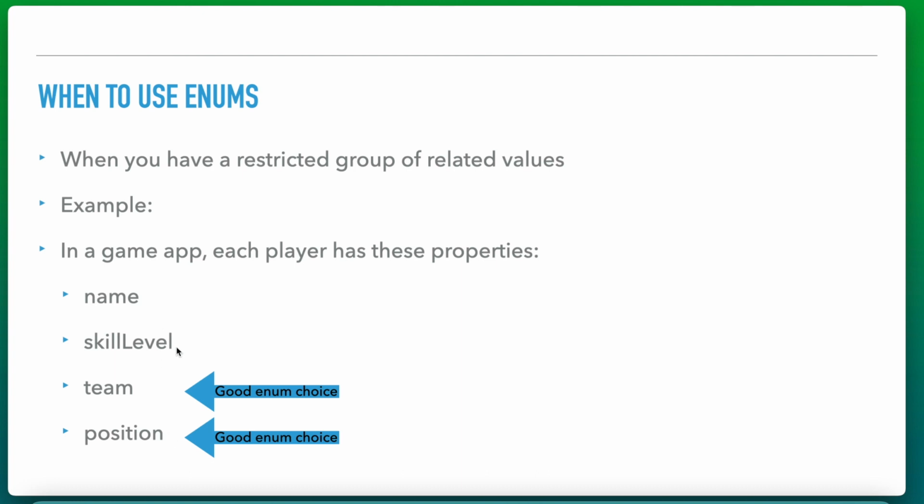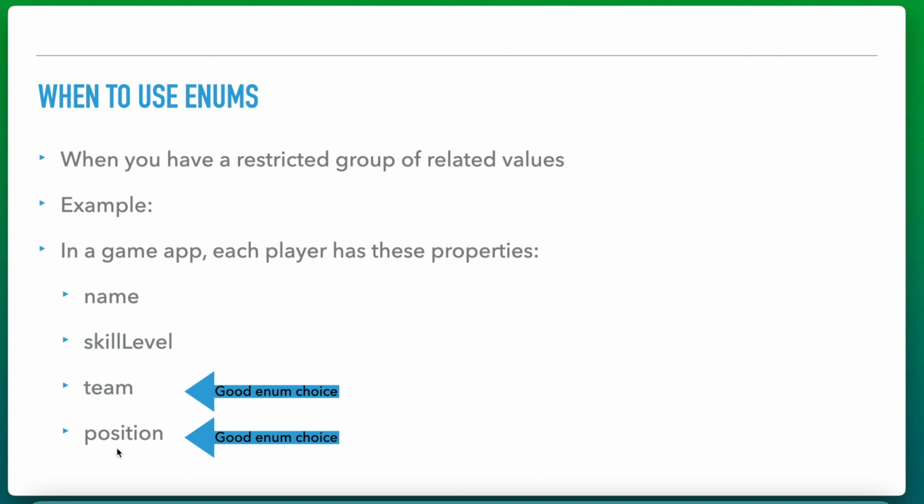Name and skill level are really good parameters just to pass into our character or to assign them in a structure. But our team is a great enumeration choice because generally there's just two teams to choose from. So let's say you want to be on the red team or the blue team. There are no other choices, so enumeration makes sense here.